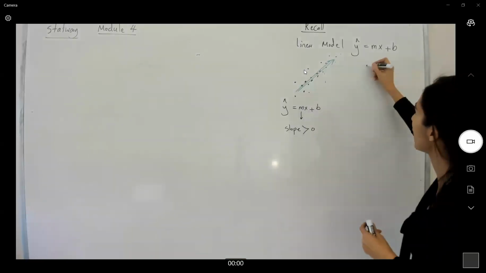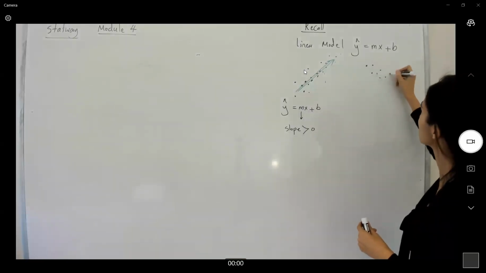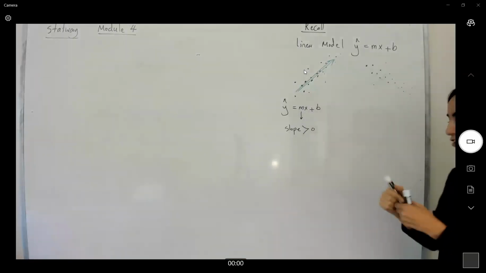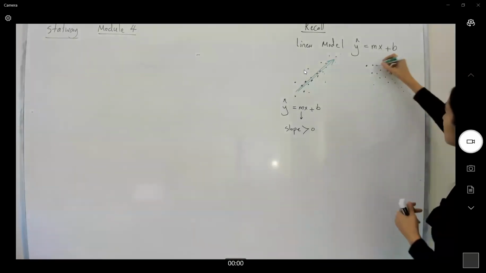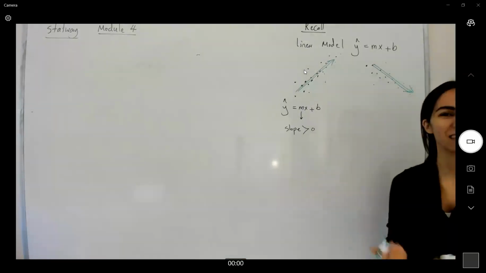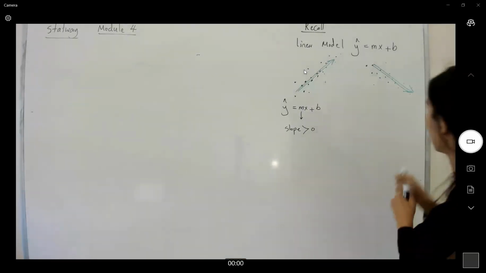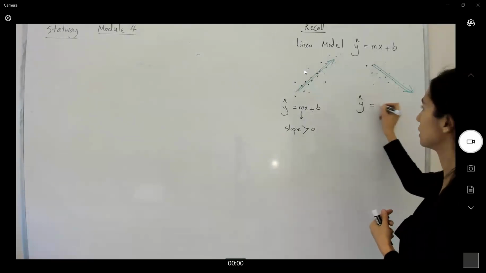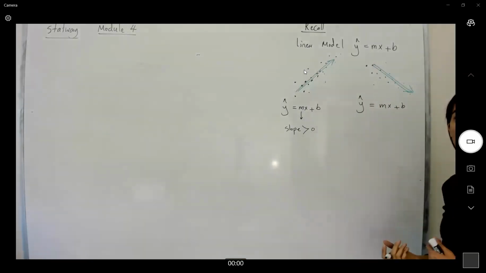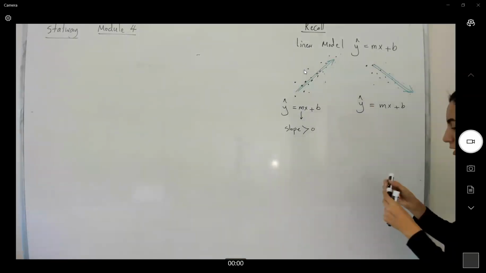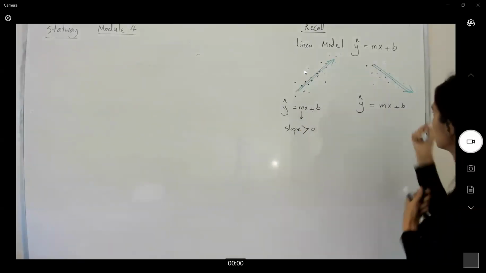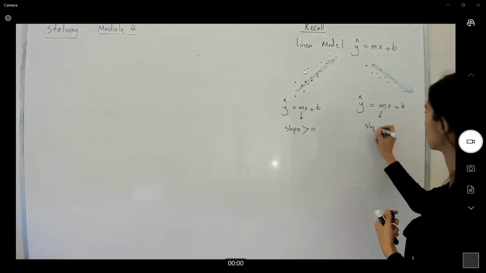What if you have this pattern? Suppose your points in a scatter plot, with some noise of course, are following this pattern. They are going downward, and the best model is a linear model, y hat equals mx plus b. But in this case, since the trend is decreasing, we say that our best fitted line has a negative slope. So m, the slope, is negative.